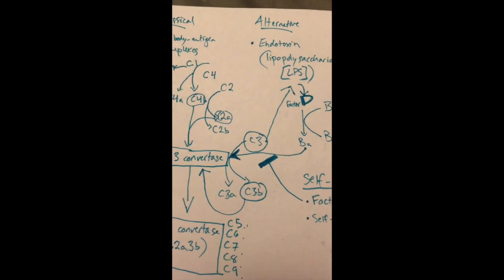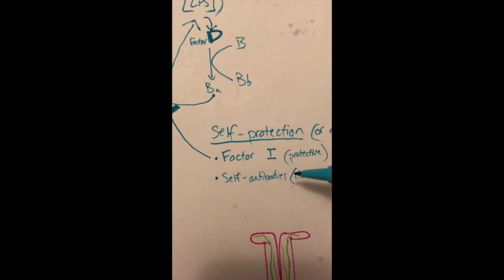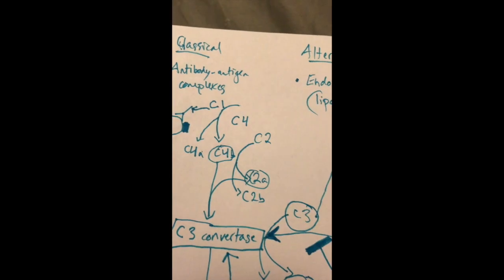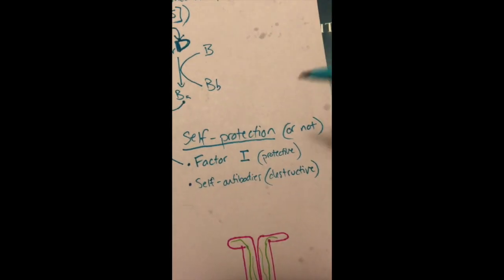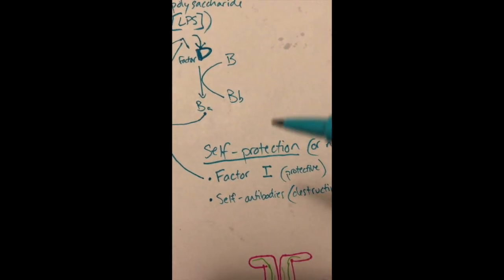In B cell maturation, if there are antibodies that target our self, then these antigen-antibody complexes will still occur, and there are actually autoimmune diseases associated with activation of complement on our own cells.